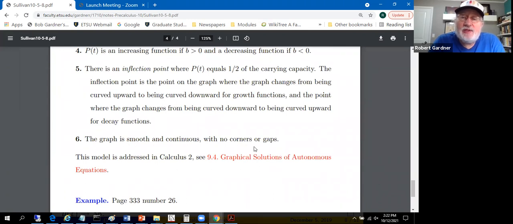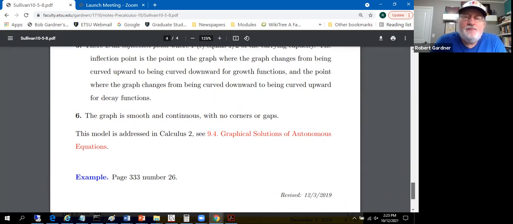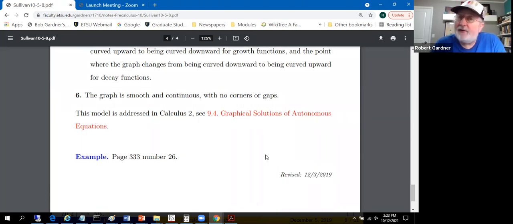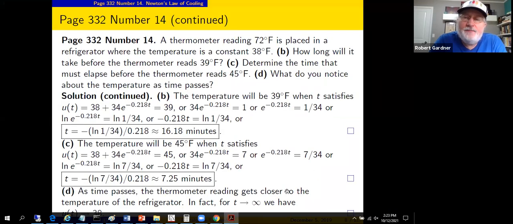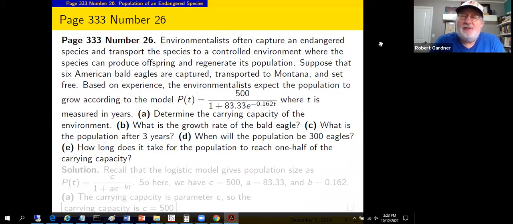And the graph is smooth and continuous with no corners or gaps, something best explored in a calculus class. This model is addressed in calculus 2. For example, follow the hyperlink to these notes, graphical solutions of autonomous equations. And these types of functions are encountered in this setting. You actually develop the functions from some more elementary hypotheses and properties of calculus. But for us, as a final example, we'll just take a function and manipulate it algebraically.